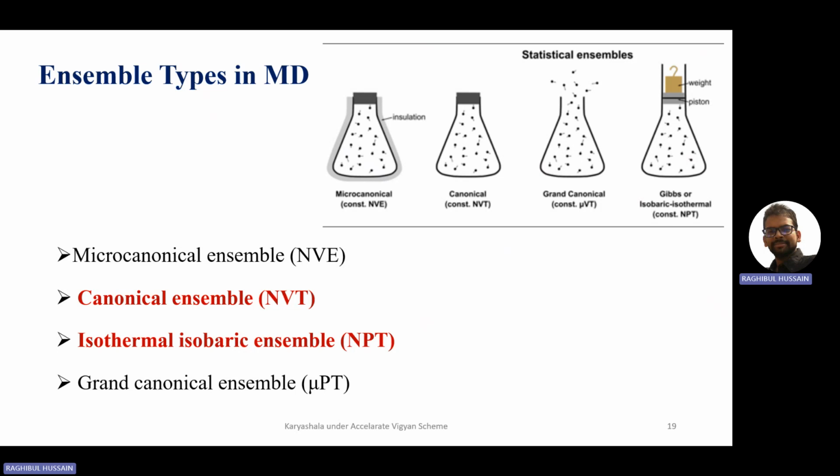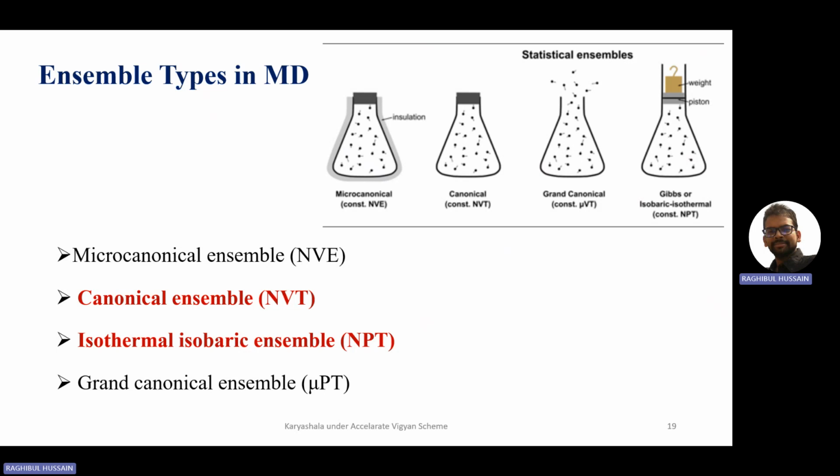Based on that, you can get the number density. Once you get the number density of the system, you can convert it into the actual density of the system. So specifically for the liquid simulation at the equilibration stage, people generally use the NPT. Once the density is attained, then they switch to the NVT for the production run.